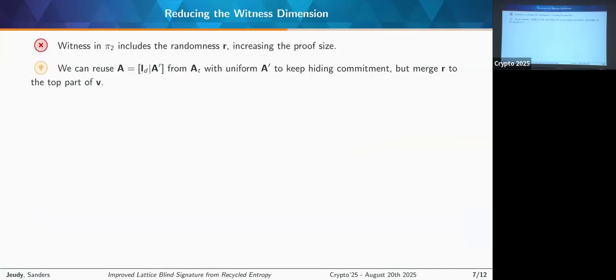First, we notice that the final proof needs to include R, the commitment randomness, within the witness, which increases the witness dimension and thus the proof size. So this is where gadget trapdoors become useful, because we can actually reuse the first part of A sub T as the commitment matrix, while keeping a hiding commitment as it contains a perfectly uniform matrix A prime. What this allows us to do is to essentially merge the commitment randomness R to the top part of V to reduce the final witness dimension.